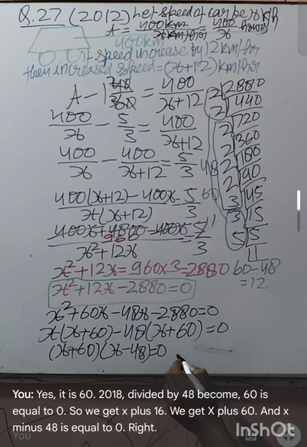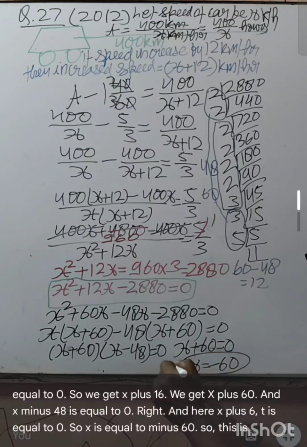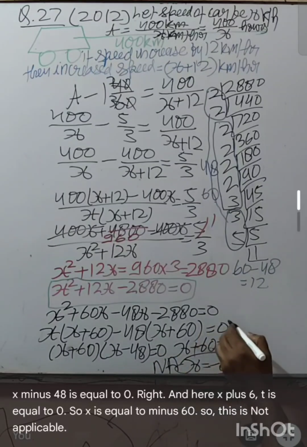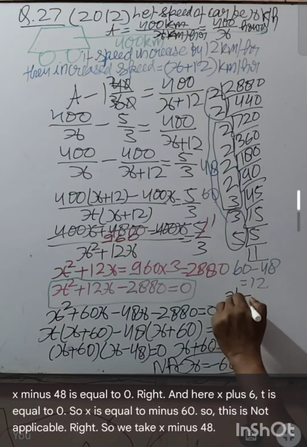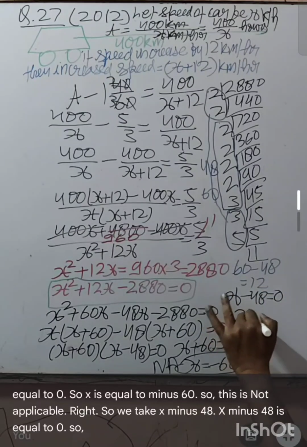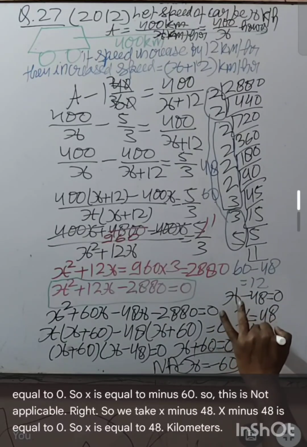Right? And here x plus 60 is equal to 0. So x is equal to minus 60. So this is not applicable. Right? So we take x minus 48. x minus 48 is equal to 0. So x is equal to 48 kilometers per hour. Is the speed of car?